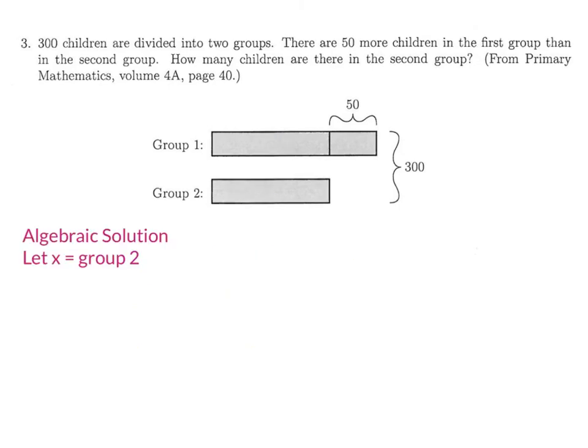Now let's look at the algebraic solution for this problem. Since we're looking for what group 2 is, we will make that x. Since that portion is the same as this portion here, we'll also call that x. This means that group 1 could be represented by x plus 50. And all together, the 2 x's and 50 would give us a total of 300. So as an equation, that can be represented by 2x plus 50 equals 300.